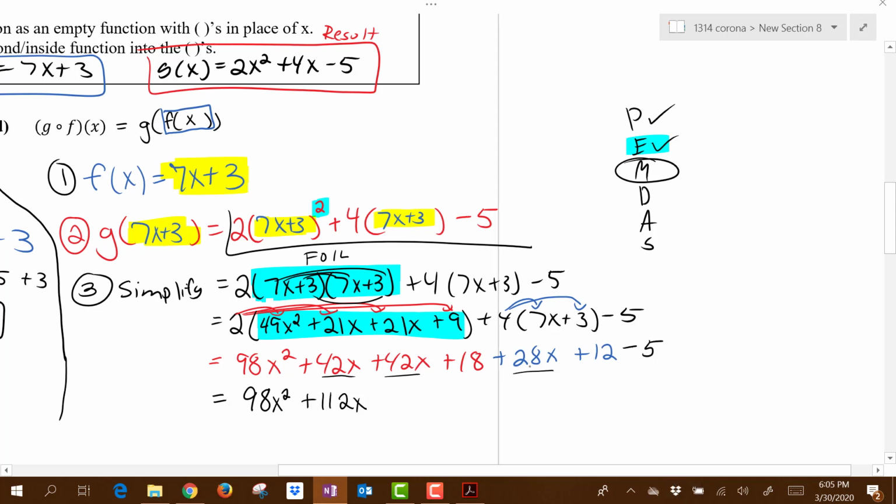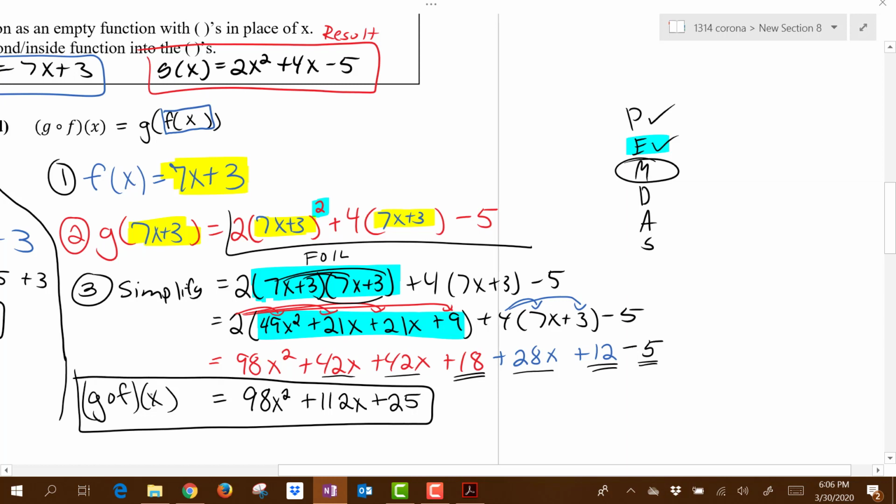So all the x terms added up together give me 112x, and then I have, was it 18 plus 12, that's 30, minus 5 gives me a positive 25. Alright, so composing g with f of x, we end up simplifying and we get 98x squared plus 112x plus 25.